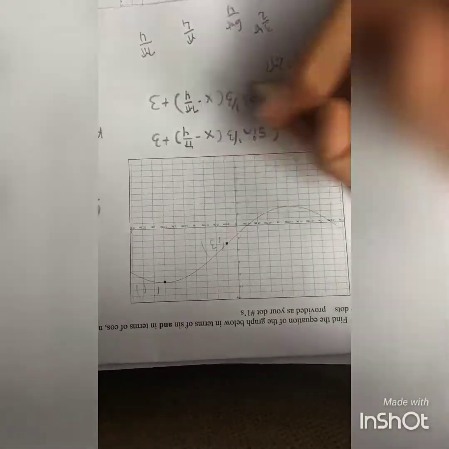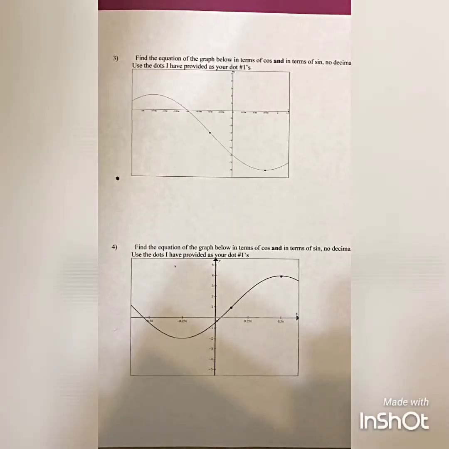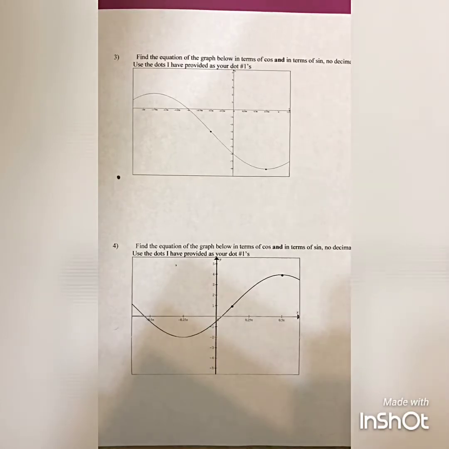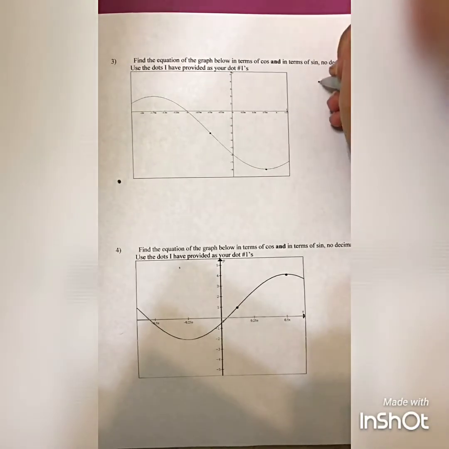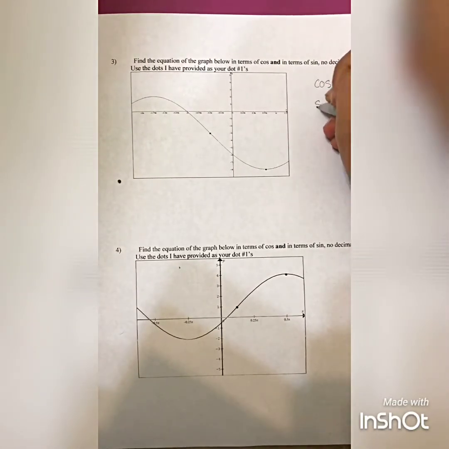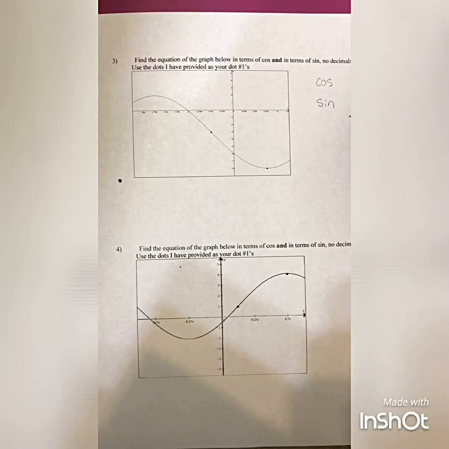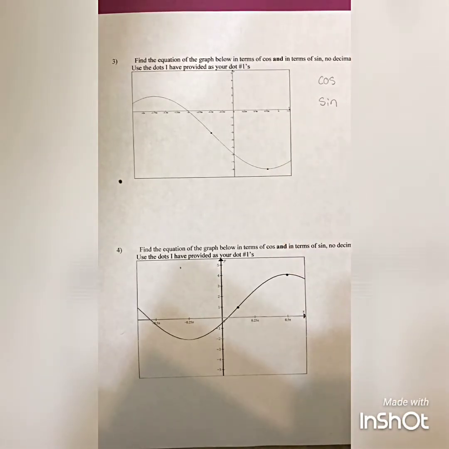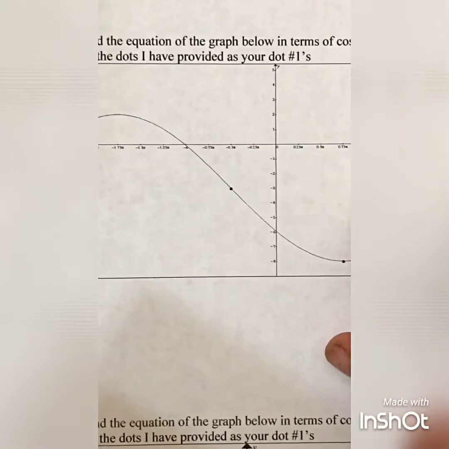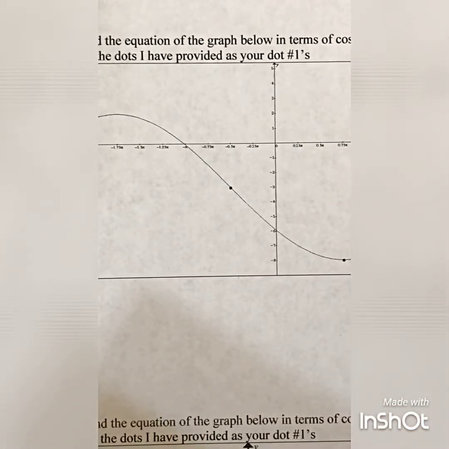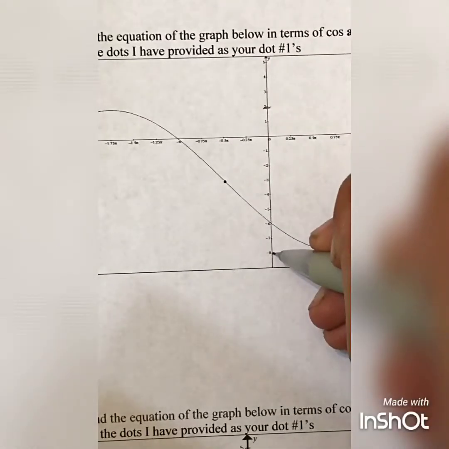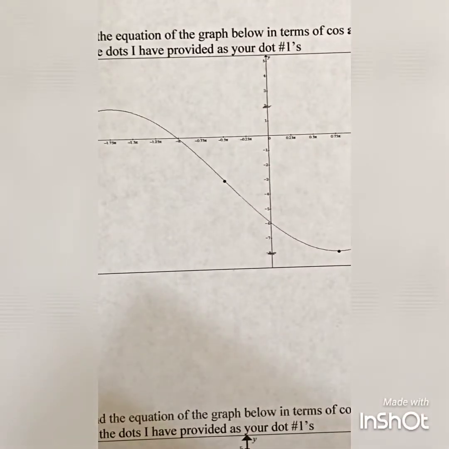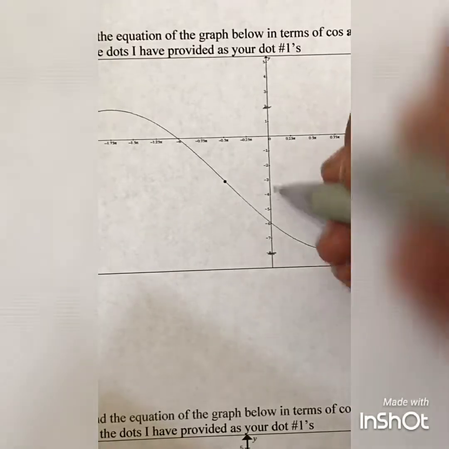And these are the two equations for number 2. Moving on to number 3 and 4, we're finding the equation of the graph given to us in terms of cosine and in sine. So to start off with, we know that we're finding cosine and sine. And then we want to find the highest and lowest points of the graph. So we have the graph here, its highest point is 2, and its lowest point is -8, which means the middle term would be -3.